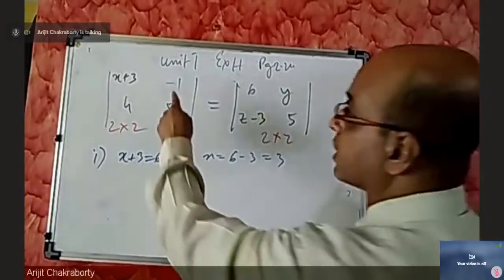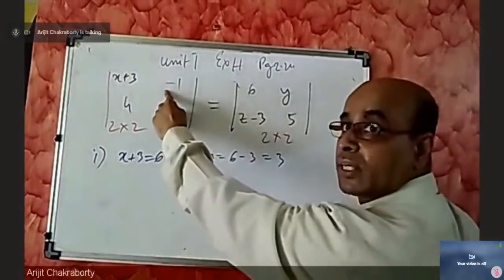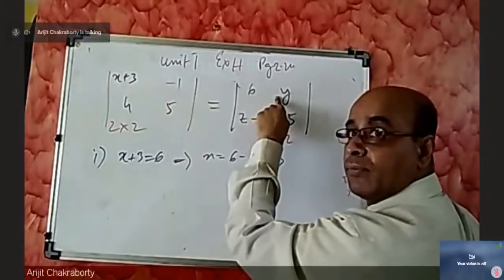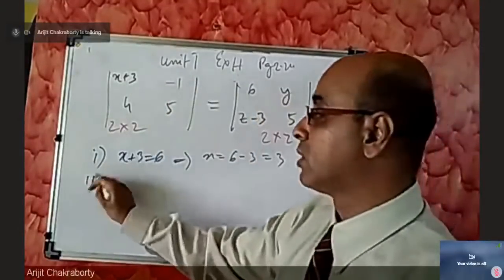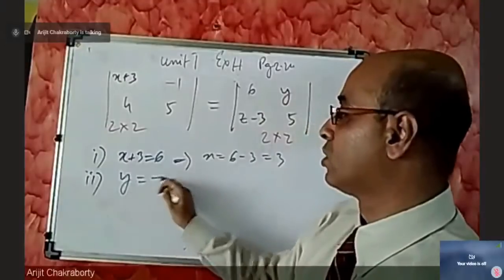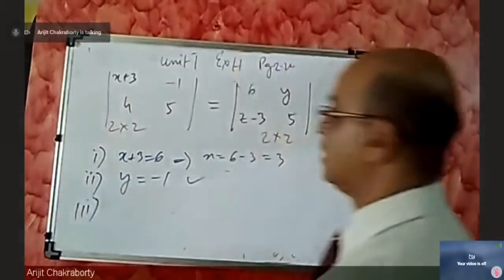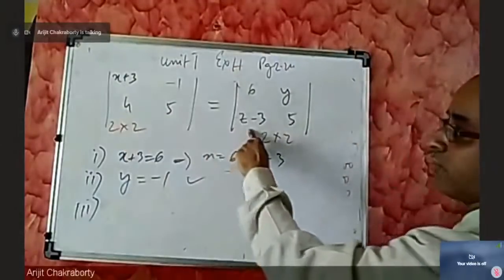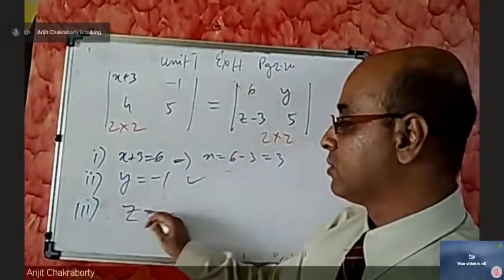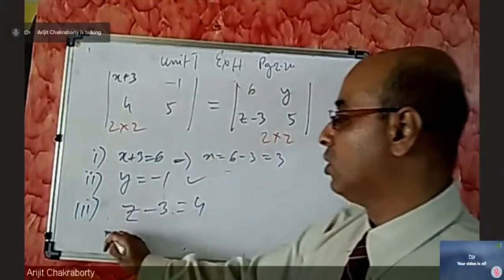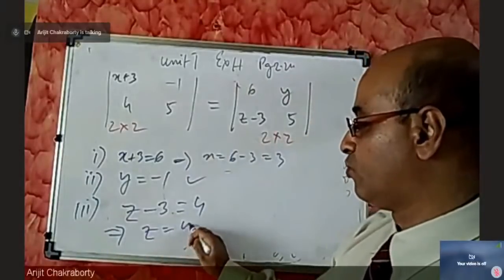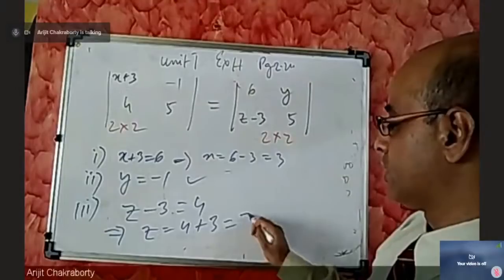Done. Next, the second element is minus 1. In this matrix the second element is y. So equation number 2 is y is equal to minus 1. We have got it. Equation number 3: here we have 4, and here we have z minus 3. So equating them, z minus 3 is equal to 4. That means z is equal to 4 plus 3, that is 7.